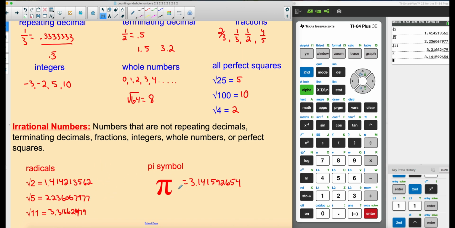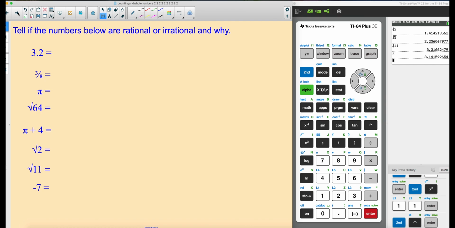Anytime you get a decimal in the calculator that looks like this, all those numbers are irrational. And why? Because they are not terminating decimals. They are not fractions. They are not integers. They are not whole numbers, and they are not perfect squares. So all I want you to do today is identify for me very quickly, is the number rational or irrational? All right, we'll look at Regents questions later on this, but for right now, let's just practice identifying, and here's how we're going to do it. Okay, guys, based on the previous page, and you could look back if you need to, I just want to know if they're rational or irrational and why.